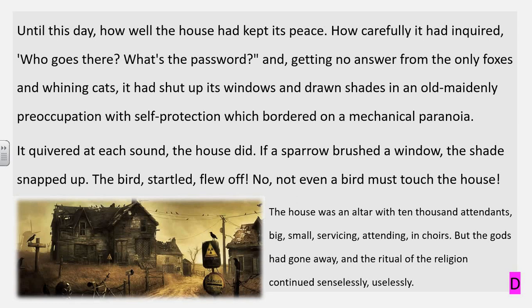The house was an altar with 10,000 attendants, big, small, servicing, attending, in choirs. But the gods had gone away, and the ritual of the religion continued, senselessly, uselessly.